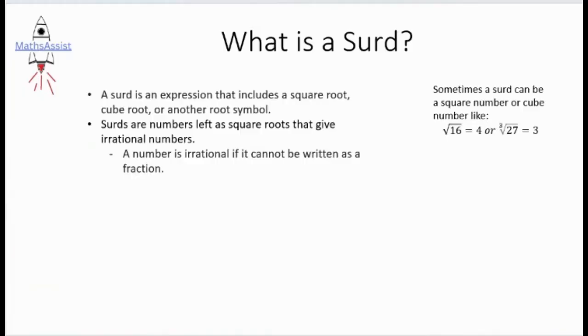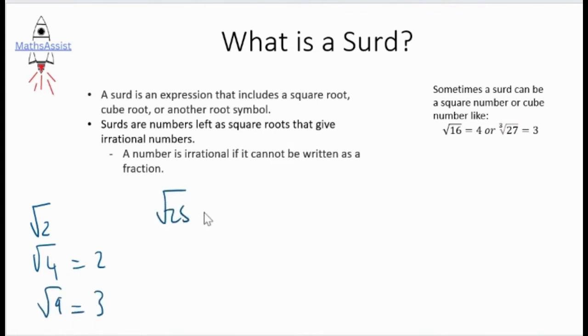What is a surd? A surd is an expression that includes a square root, cube root, or another root symbol. Surds are numbers left as square roots that give irrational numbers. And a number is irrational if it cannot be written as a fraction. Sometimes a surd can be a square number, like root 16, which becomes 4, because 4 times 4 is 16.